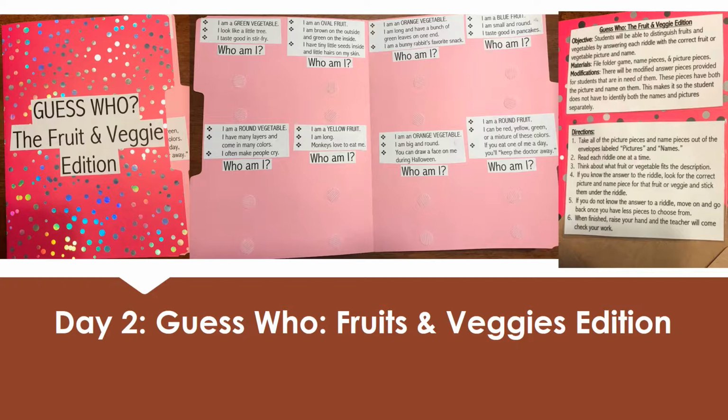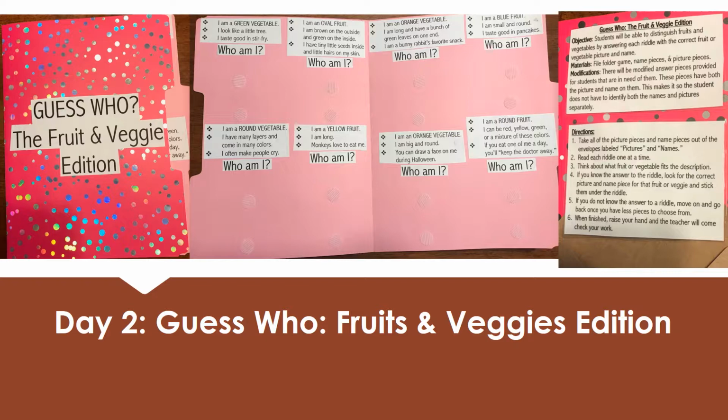And once they read the riddle, they'll get an idea of what fruit or vegetable answers that riddle, and they'll search through the pictures, search through the names, and find the correct one and stick it under the corresponding riddle. For example, one of the riddles says, I am an orange vegetable, I am long and have a bunch of green leaves on one end. I am a bunny rabbit's favorite snack. Who am I? So what the student would do is they would look through the pictures, find the carrot, stick the carrot on there, and then find the word carrot and stick that on there.